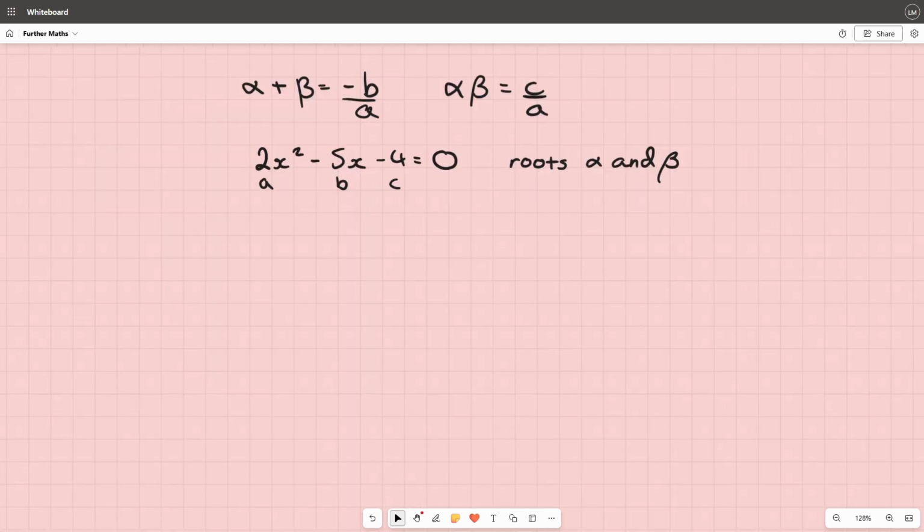So here's a typical quadratic equation where we have 2x squared minus 5x minus 4 equal to 0. And you can see that 2 is the a term, minus 5 is the b term, minus 4 is c. And so we can now do the two equations that we saw before, where alpha plus beta equals minus b over a, and so minus b is minus minus 5, which is 5, and then over a, which is 2. So alpha plus beta is 5 over 2. And then alpha beta, or alpha times beta, is c over a, so that's minus 4 over 2, which can be simplified to minus 2.